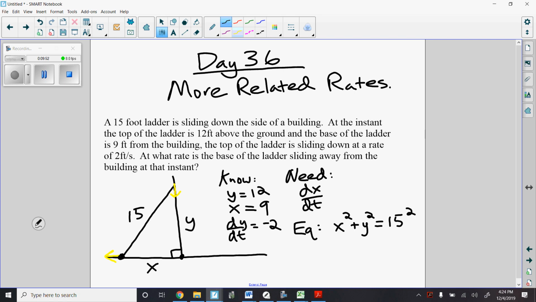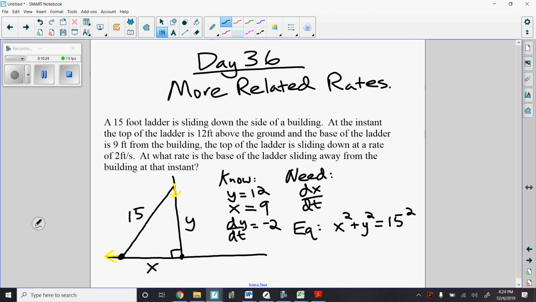Do not introduce a variable for something that is not a variable. I don't want to say a squared plus b squared equals c squared because I don't even have a and b. But I don't want to say x squared plus y squared equals L squared or Z squared, because that's not varying, so it shouldn't vary in our equation either. We know x is 9 at this instant and y is 12 at this instant, but it's changing throughout the whole process, so we have to keep it as a letter. 15 is not changing, so it can stay as a number.